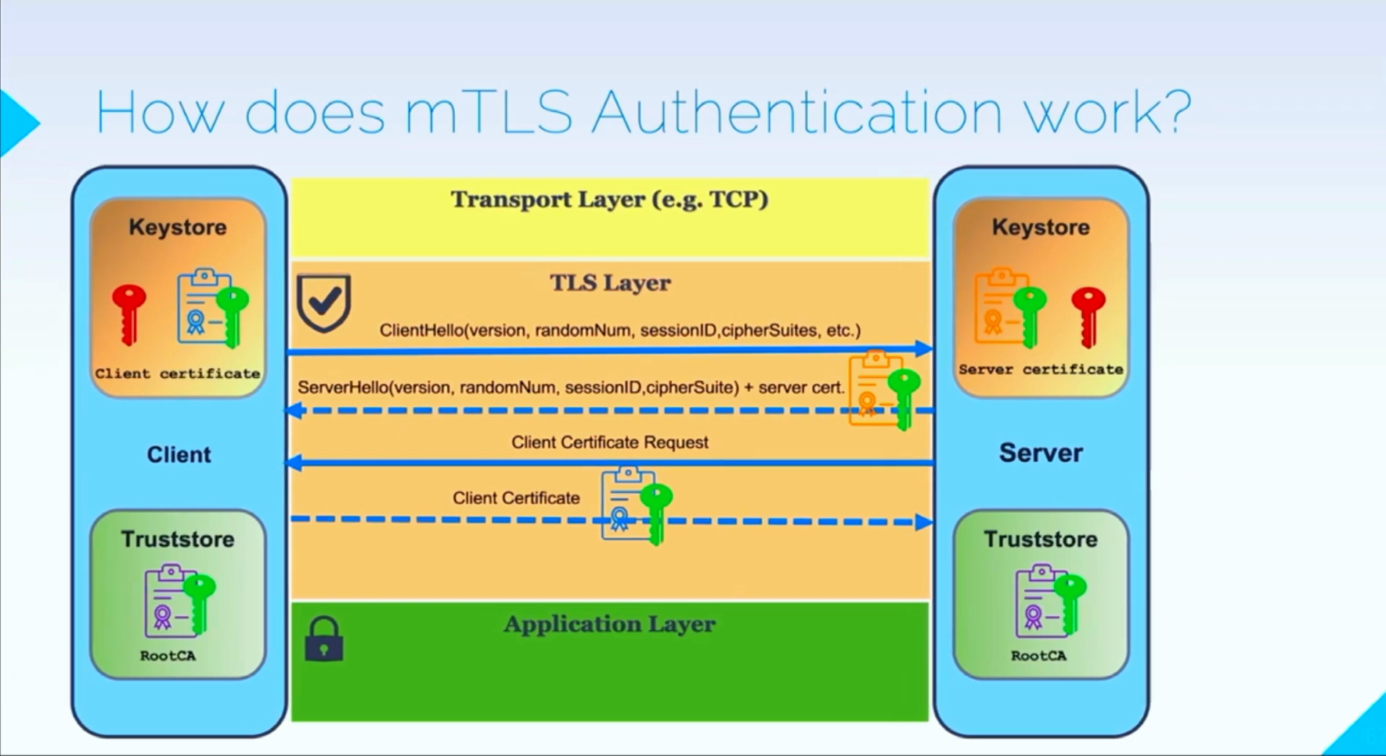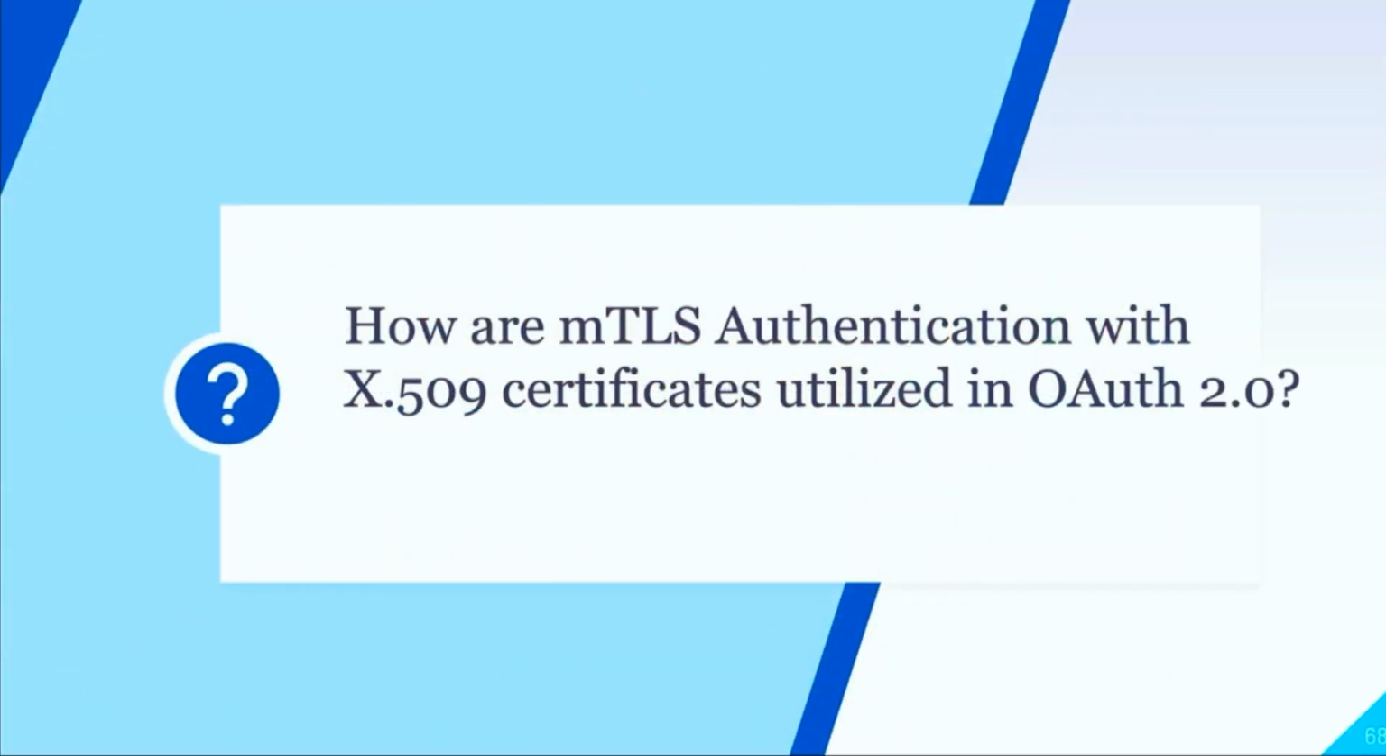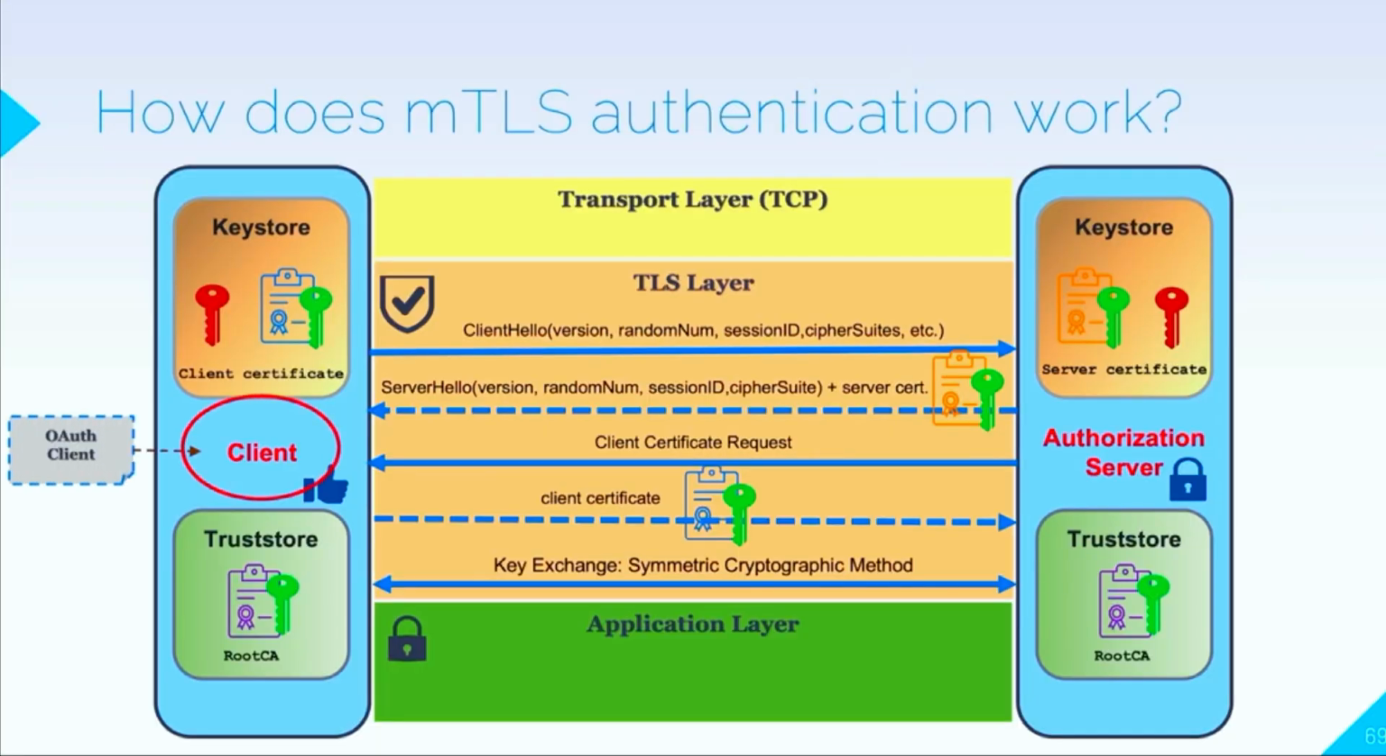If everything matches up, both the client and server calculate a symmetric key. This establishes an encrypted secure channel to exchange data at the application layer. So how does this fit into OAuth 2? In this context, the client is the OAuth 2 client, and the server is the OAuth 2 authorization server. By the time we reach the application layer, the client is already authenticated.